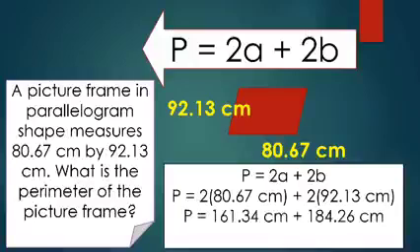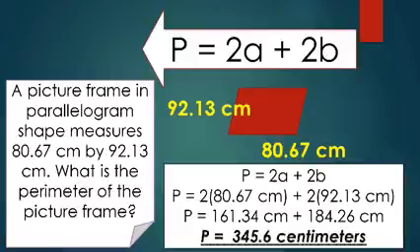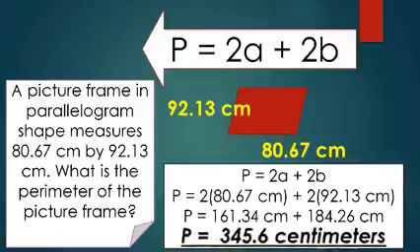Multiply, 2 times 80.67 is equal to 161.34. And 2 times 92.13 is equal to 184.26. And then add 161.34 plus 184.26 is equal to 345.6 centimeters. Therefore, the perimeter of the picture frame is equal to 345.6 centimeters.